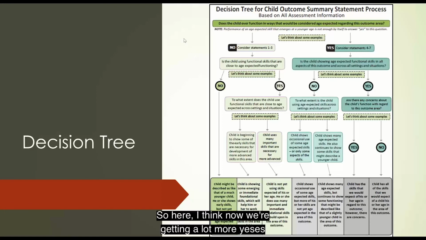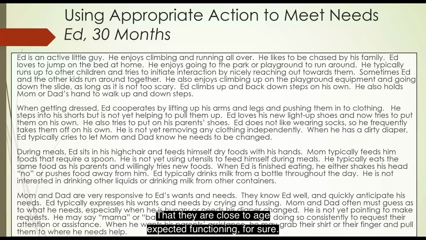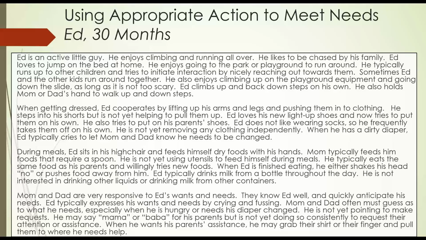All right, now we're getting a lot more yeses in this area, which speaks to where we can really reference those gross motor skills we were just talking about before. They are close to age expected functioning for sure. There was that teetering line when we were deciding on that first question. So if we did answer no there, I think we can answer yes to this next question because of those gross motor skills, which is nice. That then takes us down to: to what extent does the child use functional skills that are close to age expected?